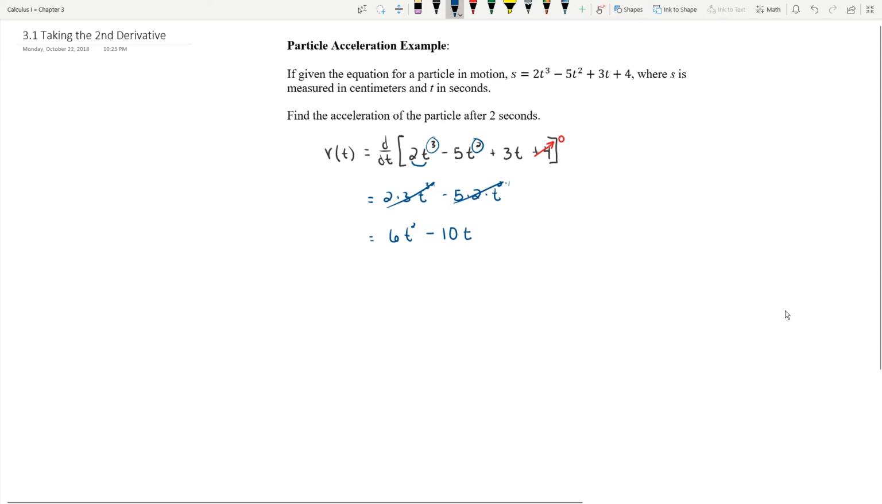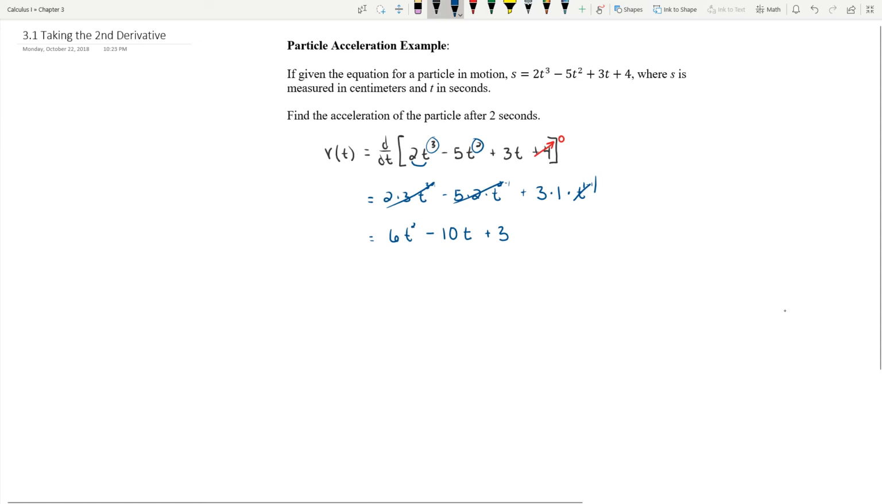And then finally we have plus 3t to the first. So that's going to be 3 times 1 times t to the first minus 1, which also becomes 1. So this ends up being just 3. So this is our first derivative. This would be the derivative function for velocity.